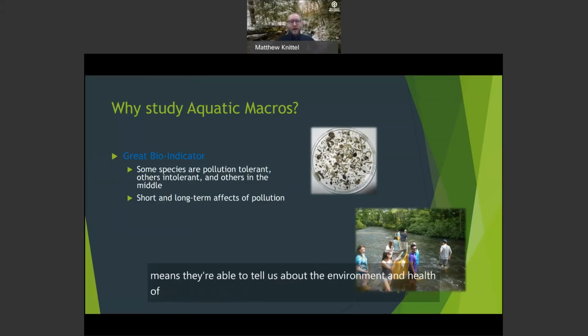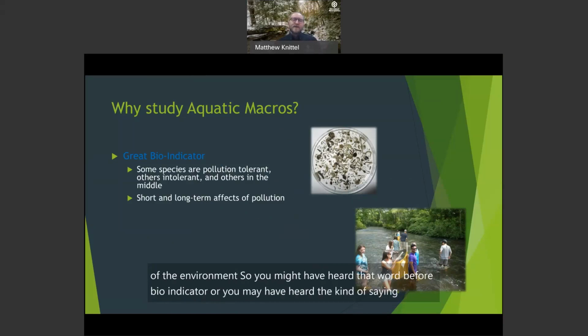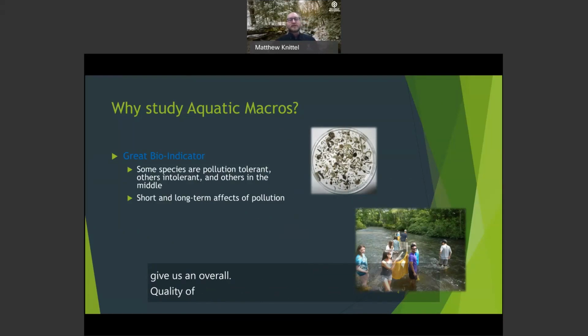You might have heard that word before, bioindicator, or maybe you've heard the saying, the canary in the coal mine. That canary was a warning for early miners. If there was a gas leak, they knew to get out of the mine. So we can use different species to give us an overall quality of the environment, and macroinvertebrates are one of those great species that we can use to do that.